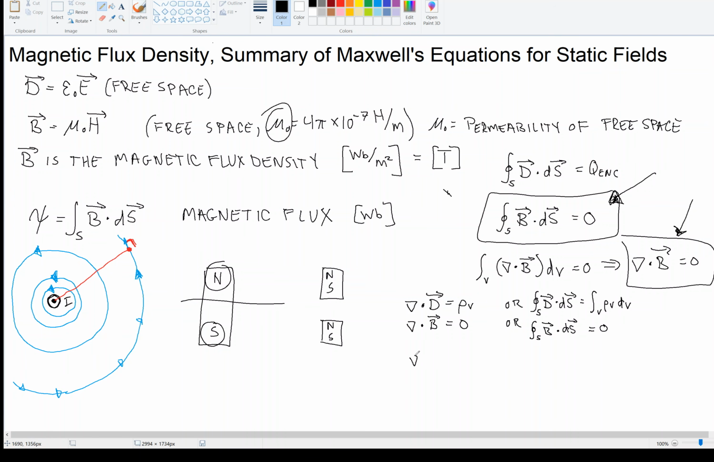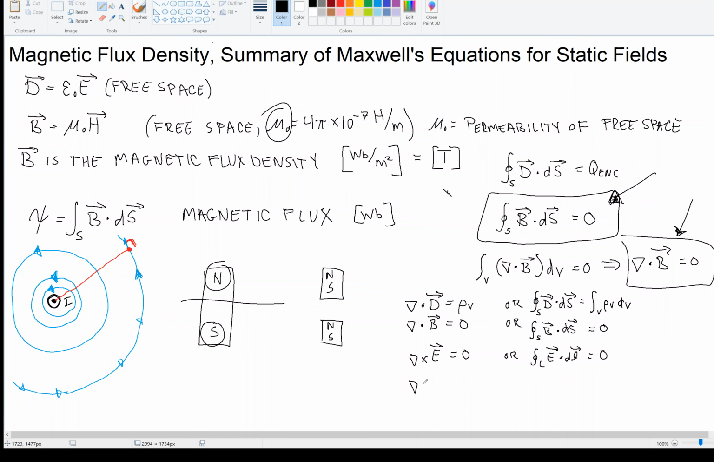Then for electric fields, we found that the curl of E, for static fields anyway, was zero, or the closed line integral of E dot dl was equal to zero. The interpretation of this equation, or this pair of equations, is that the circulation of an electric field around any loop is zero, and that implicates Kirchhoff's voltage law. If you go around a closed loop in a circuit, the sum of all the voltage drops must be equal to zero.